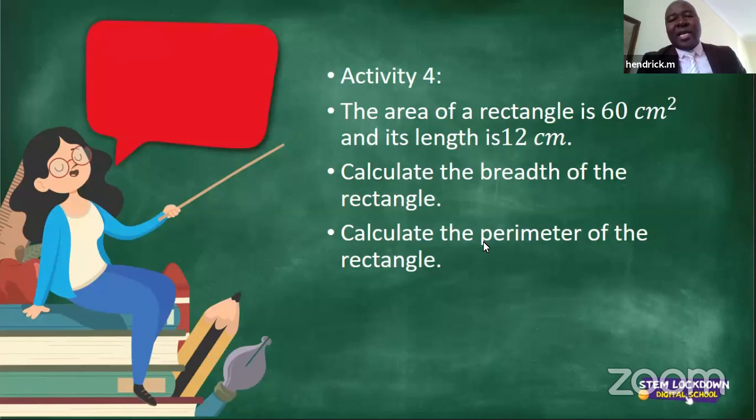So Ntokozo says it's 12 plus 12, meaning that is length plus length, which is 24 centimeters, and the breadth is 5, 5 plus 5 is 10.